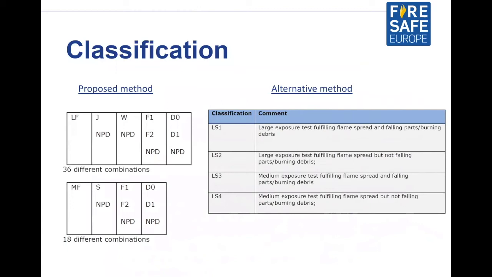With the alternative method, here we get a much simpler classification system, where you end up with just 4 classes. And you can say if you make the large fire exposure test and you fulfill the requirements for falling parts, then you cover all the other classes. That is not possible with the proposed method. So if you do a large fire exposure test with the proposed method, it will not cover the medium fire exposure.